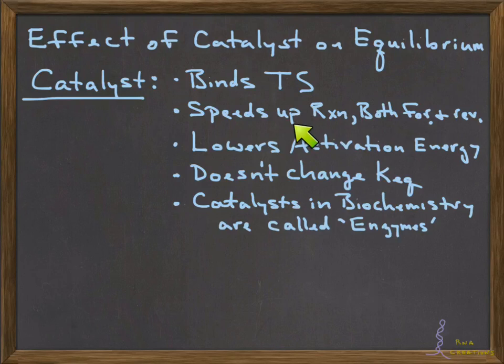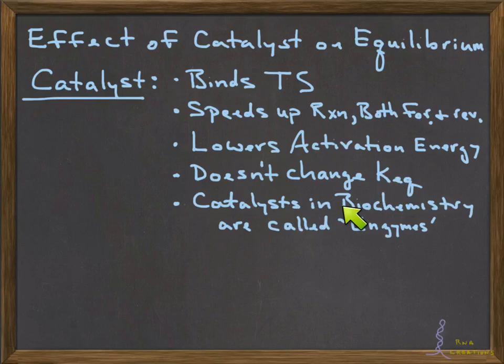By doing so, they speed up a reaction, and they speed it up in both the forward and the reverse reaction. They speed it up by lowering the activation energy for the reaction. Because they speed up both the forward and reverse direction, they do not change the equilibrium constant, and we'll demonstrate that on the next slide.